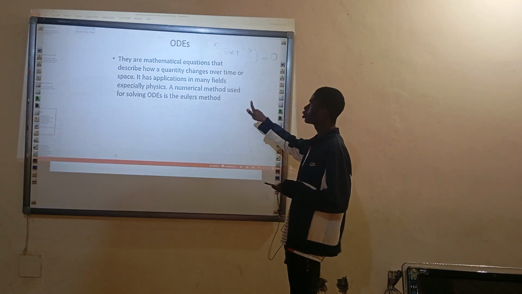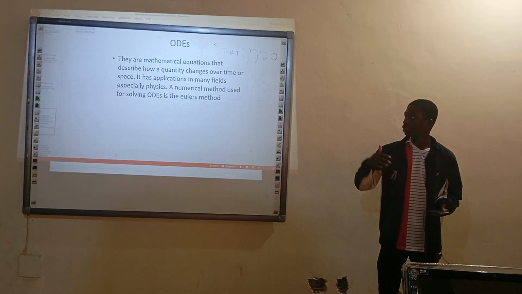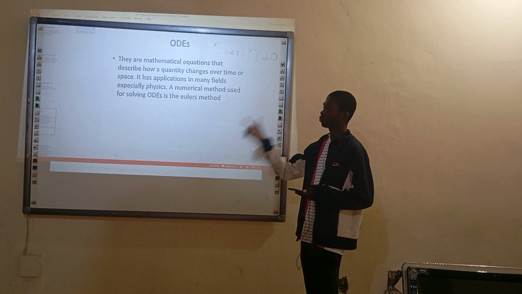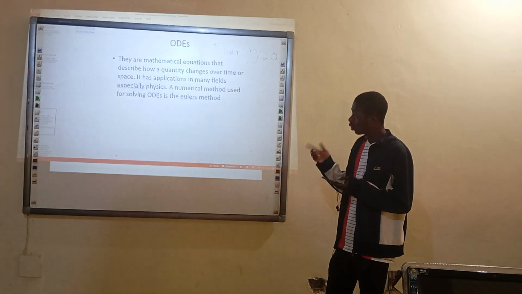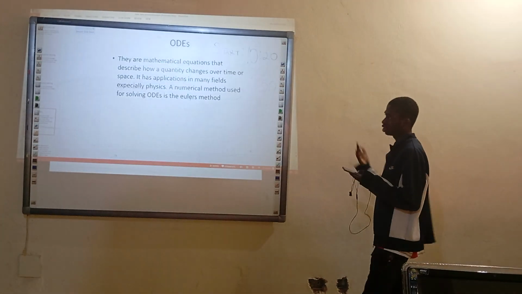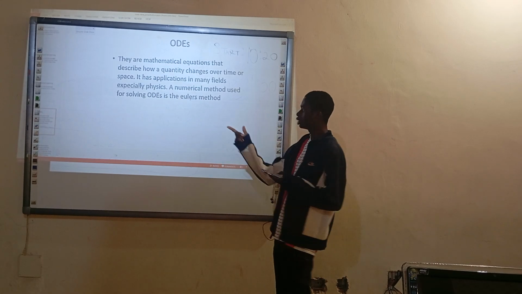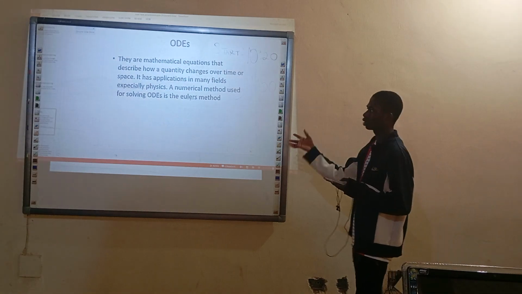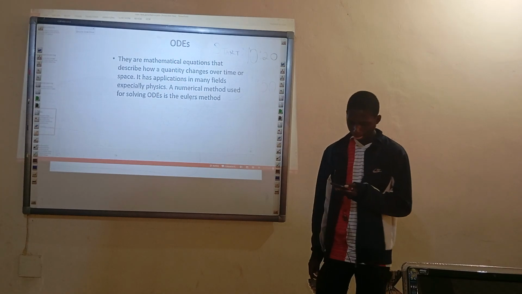So a numerical method used for solving ODEs is the Euler's method. We have so many methods that are used for solving ordinary differential equations, but one basic one is actually Euler. We have Runge-Kutta, multi-step, and implicit. So in numerical methods for solving ODEs, there are more, but I just put the Euler's method. It's actually one basic method that was used.